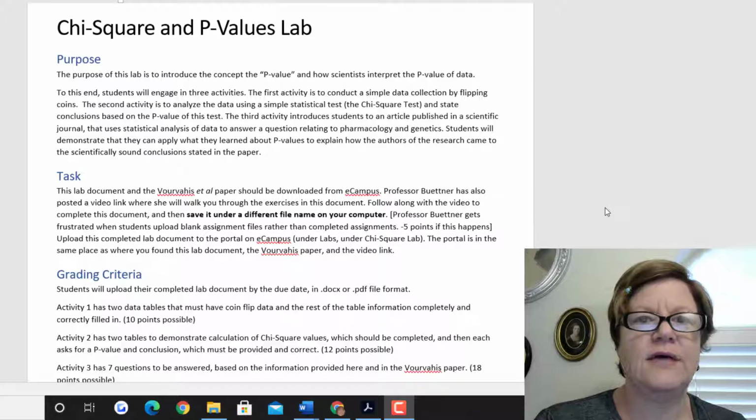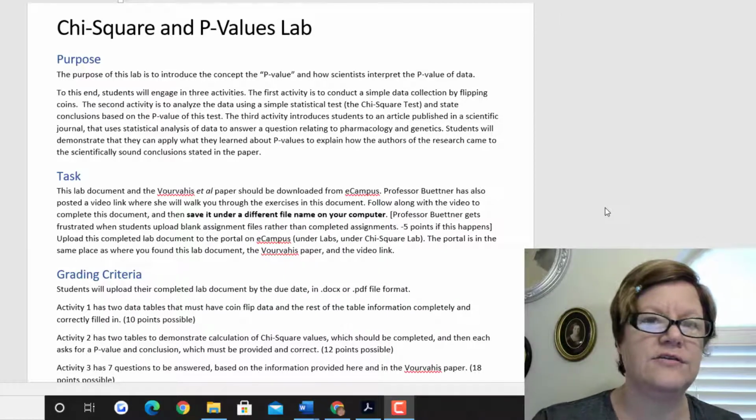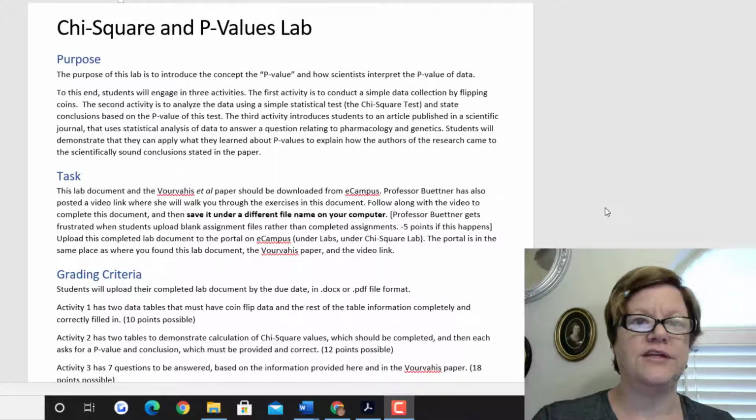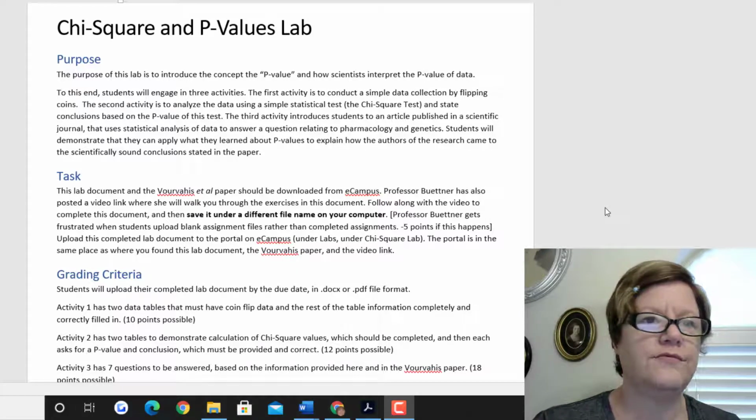The main thing about this lab is you're going to do 3 activities. You're going to fill in this actual document and then save it. I would just add your name to the file title so you know that's the one you actually filled in. And then upload it to the same portal where you found the file on eCampus.